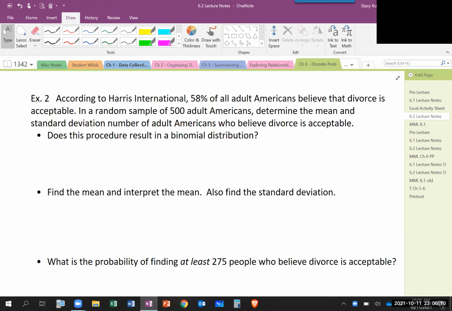500, right? So let's write down that N is equal to 500. There are a fixed number of trials, and those trials are 500. Are they independent? Each trial is independent because these are separate people. So one would be the trials, and two, yes, they are independent. Are there only two outcomes? Yes, it's either acceptable or not.